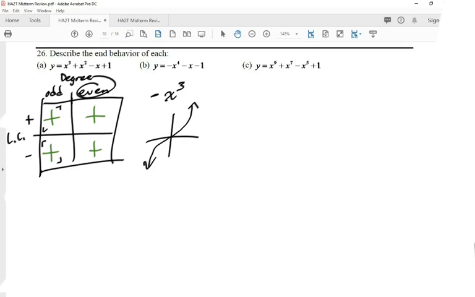Now for even, I always remember x squared. And everybody knows what x squared looks like. You see how it goes up, up? Same direction. And if I put a negative on it, it's going to go down, down. All right? So this one's going to be up, up. This one's going to be down, down. And so now let's go for it.